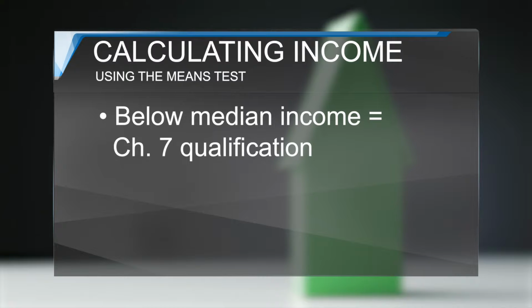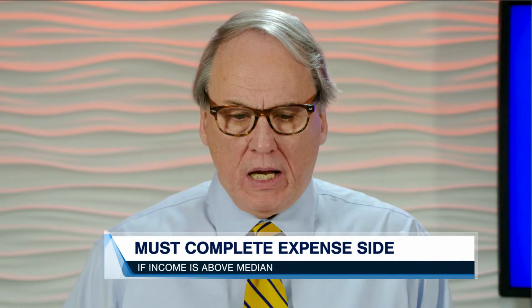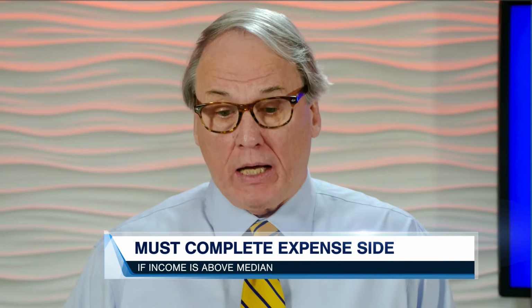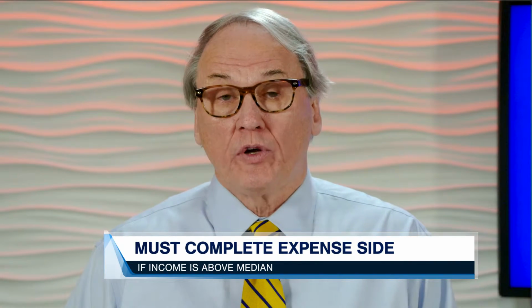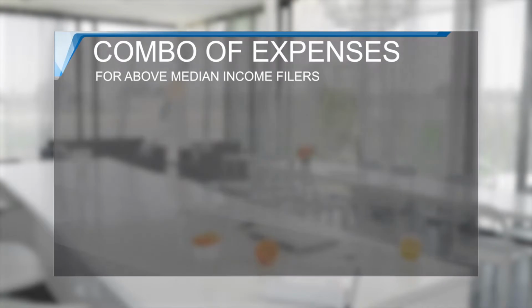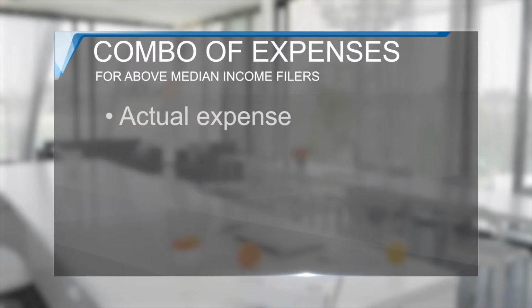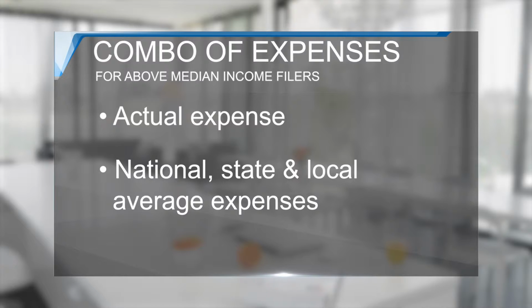If your income is below the median income for your state based on your household size, then there is no presumption of abuse and you qualify to file under Chapter 7. Let's say your income is above median. Then you have to complete the expense side of the means test to determine if you qualify for Chapter 7. For above median income filers, the expenses are a combination of real expenses and national, state, or local average expenses.